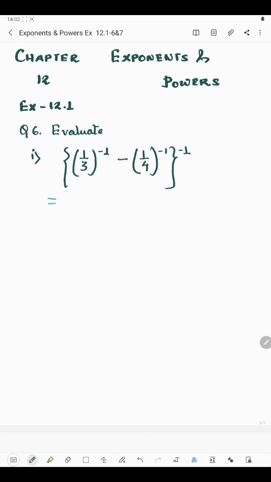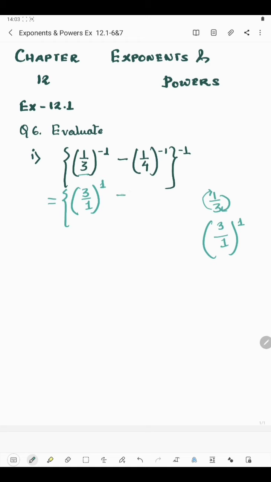So here we have the negative exponent. Now we will make the exponent positive. To make it positive, we will have to write the base in reciprocal form. So we have 1 by 3. The reciprocal of 1 by 3 is 3 will go up and 1 will come down. So it will be 3 by 1 and power will be 1. So here 1 by 3 will be (3/1)^1.